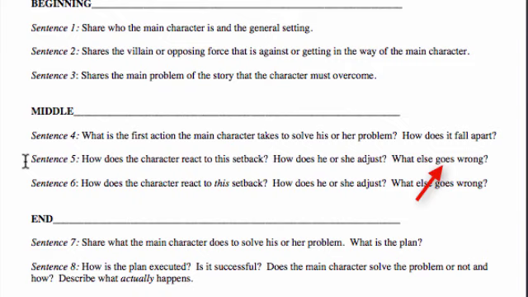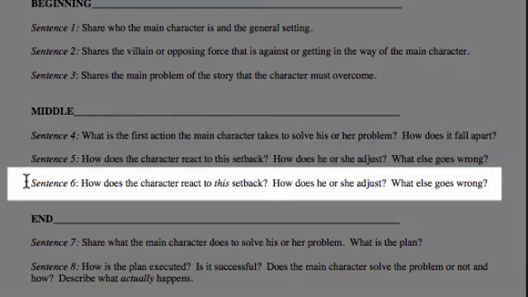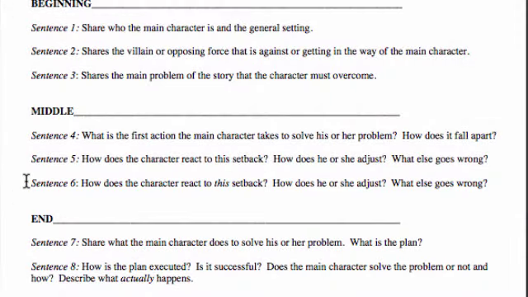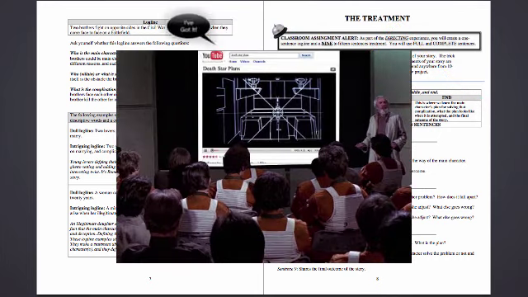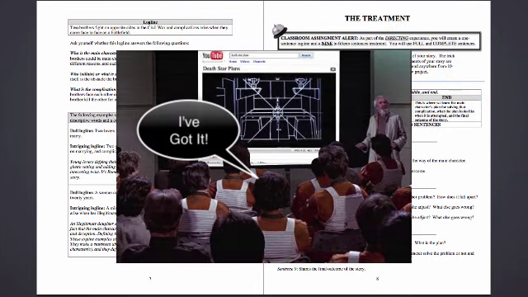And, in good movie fashion, something else is going to go wrong. Once again, the character reacts to this new setback. How will he or she adjust? And what's going to go wrong again? If you really think about it, most movies are like this. They are a series of plans that usually go wrong until we get to the end. This is where the main character comes up with a plan to solve his or her problem.